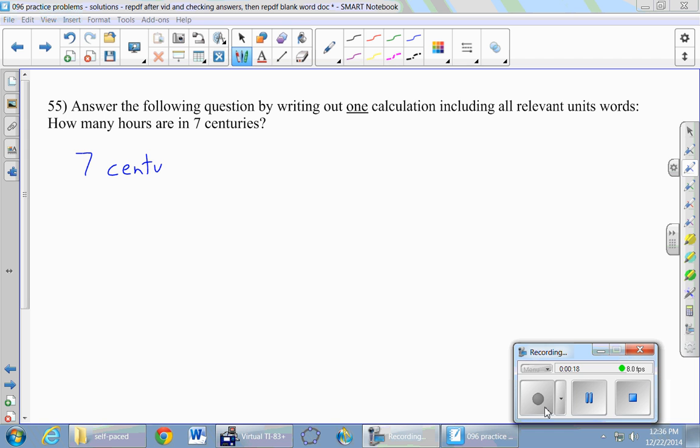Centuries is our unit. Ultimately trying to get down to the units of hours. So first we're going to go from centuries to years. We know there are 100 years in a century. So the choice is either put centuries on the top and years on the bottom, or reverse that, years on the top and centuries on the bottom. Since we're hoping to cancel the centuries that's already there, what we need is to put centuries down here in the bottom. So that's the choice that we're going to make.